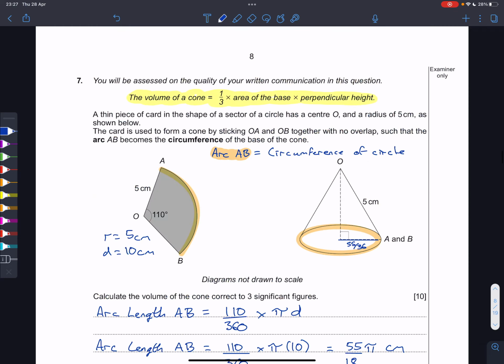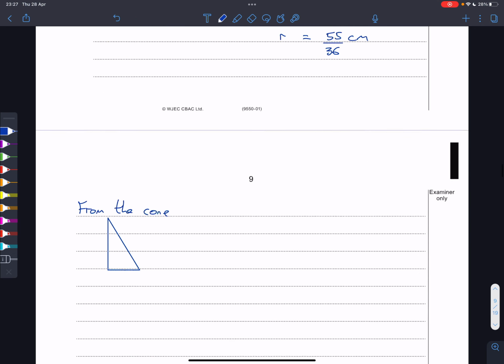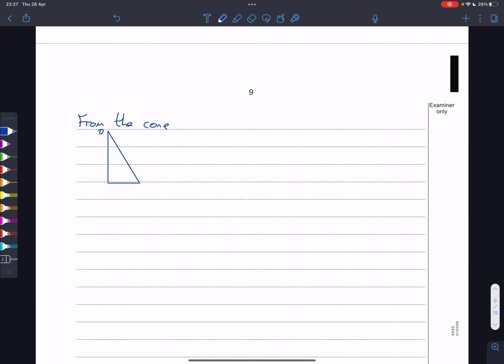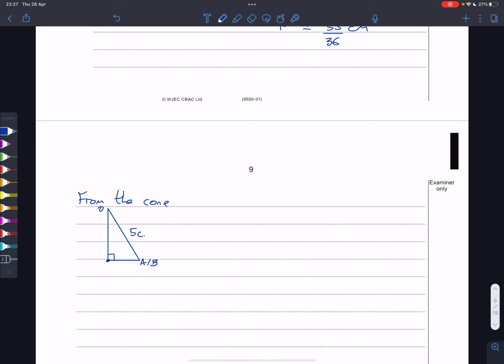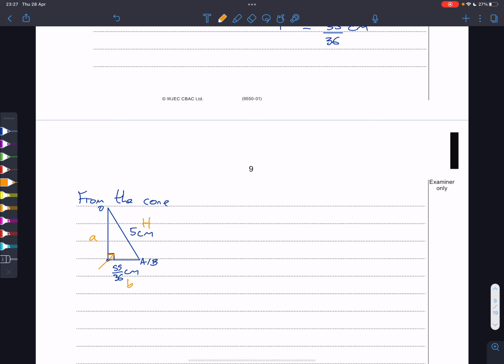We have got O at the top. We've got A and B at the bottom, so O, A and B, and this is the centre of the circle. That's a right angle triangle, and I know this was 5 centimetres and this was 55 over 36 centimetres. So we can now use Pythagoras because we've got a right angle triangle. We know two of the sides, and we're looking for the third. The right angle points to my hypotenuse, and the other two sides are a and b.